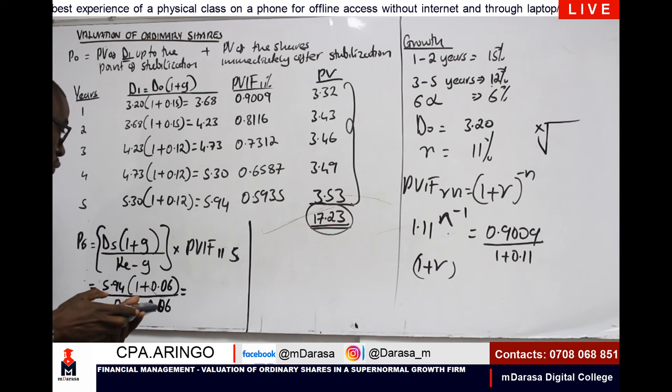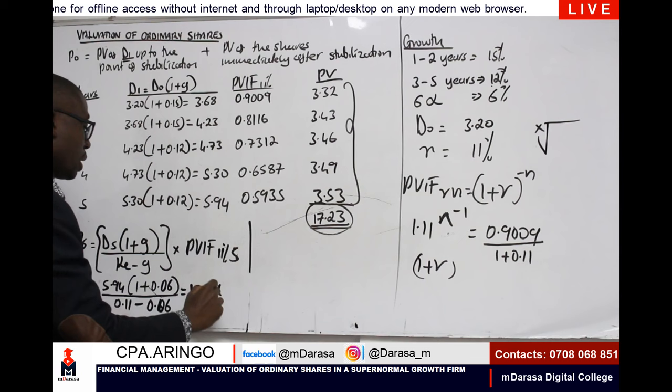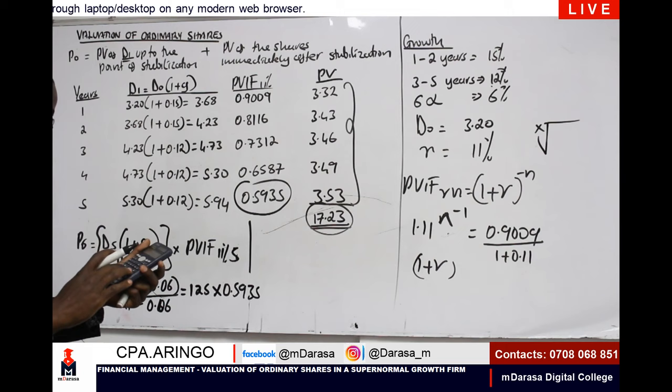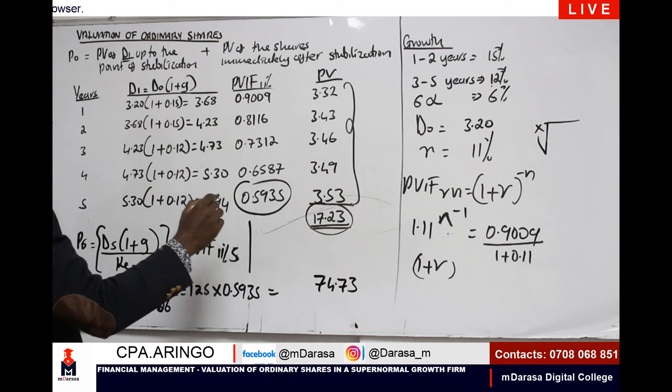We multiply by our present value interest factor, 11%, fifth year, which was 0.5935. This is what you are determining. That is what I'm taking, 125 times 0.5935, which will give us 74.73.